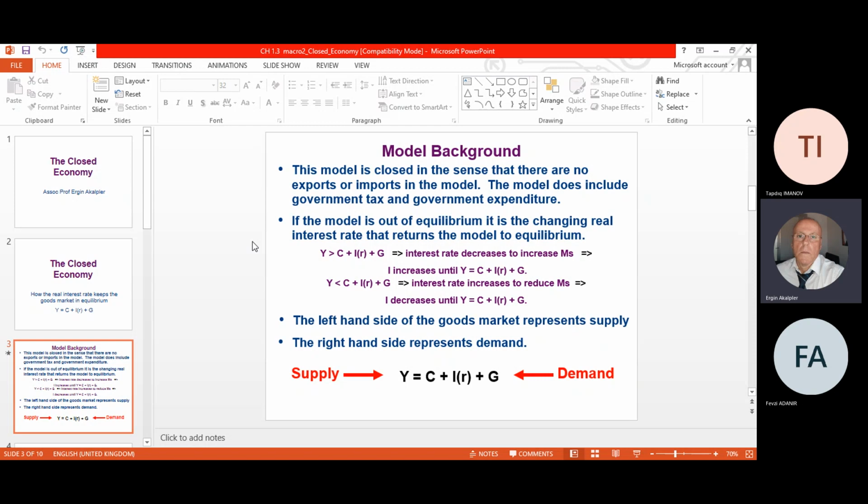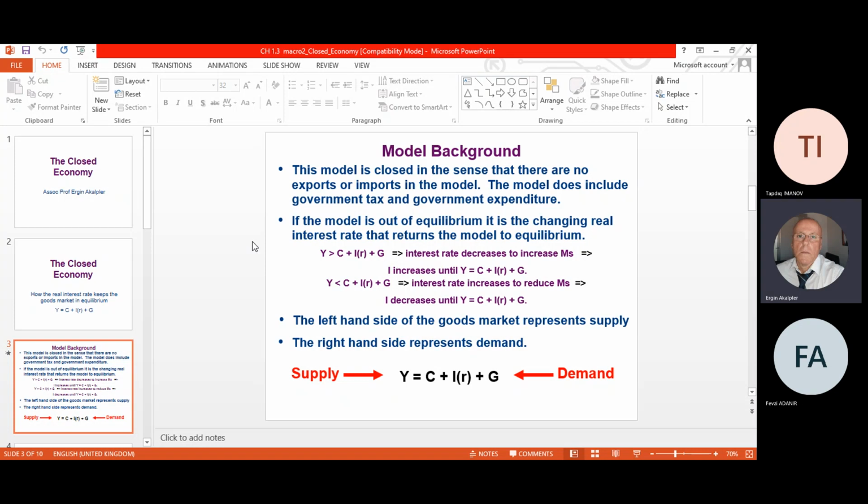In the opposite case, where the supply is less than consumption plus investment, which is affected by the real interest rate, plus the governmental expenditures, the interest rate is expected to increase to reduce the money supply. When that is done, it causes some decrease in investment, until the market reaches equilibrium again, as I mentioned, from the upper position where it was higher.